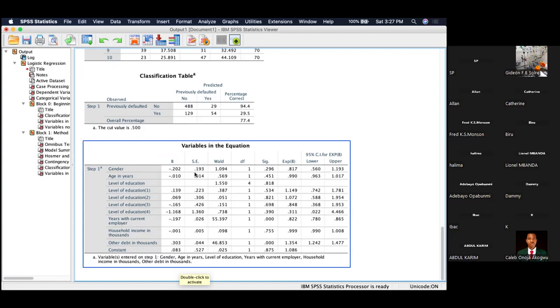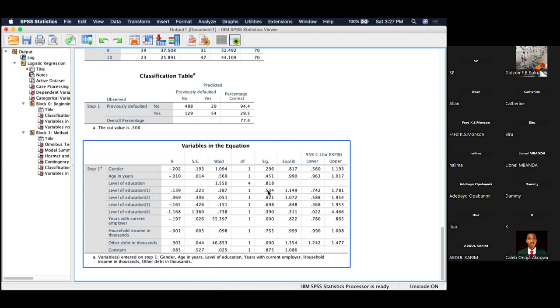And this is the standard error. And this is the Wald estimator, which uses a chi-squared distribution of degree 1. And then, of course, what we usually look at when we're explaining our regression tables, we look at the significance of each of the variables.